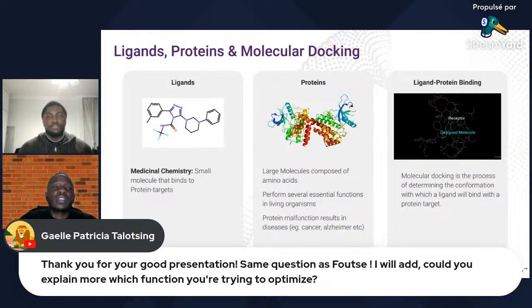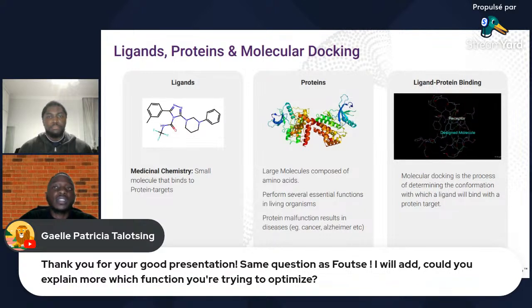The only way to know if it binds to the target is maybe to take someone and test the drug. But you can't just test the drug on people without having predicted as much as possible the effect that drug will have on the person. So the process of trying to predict the way in which a molecule will bind with your target, which is a protein, is what we call molecular docking.